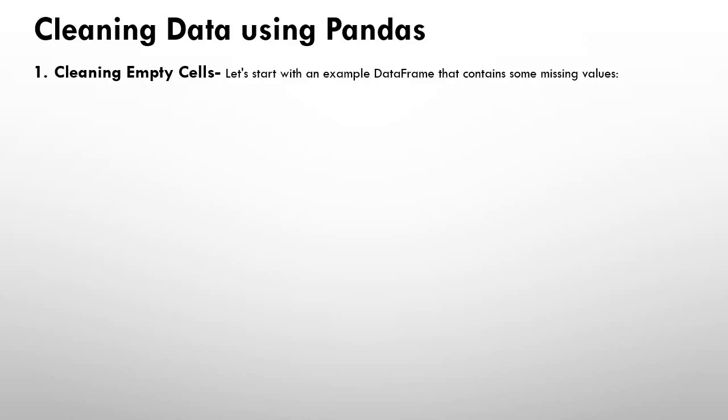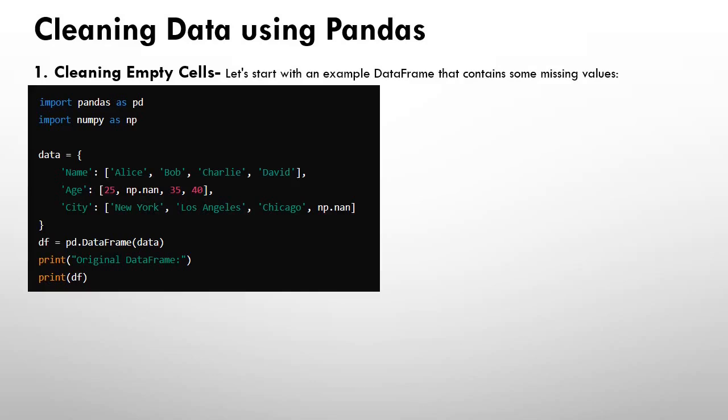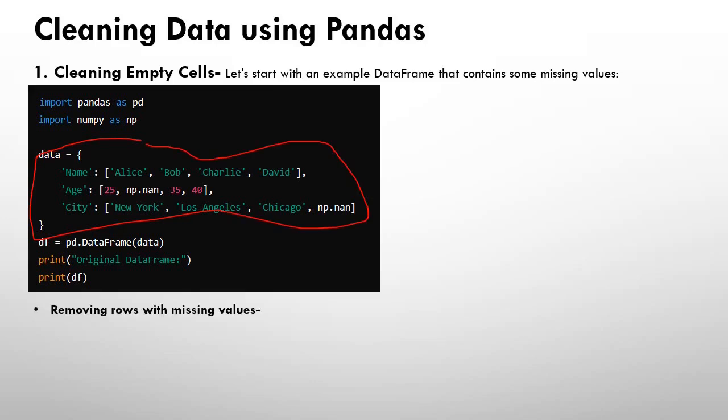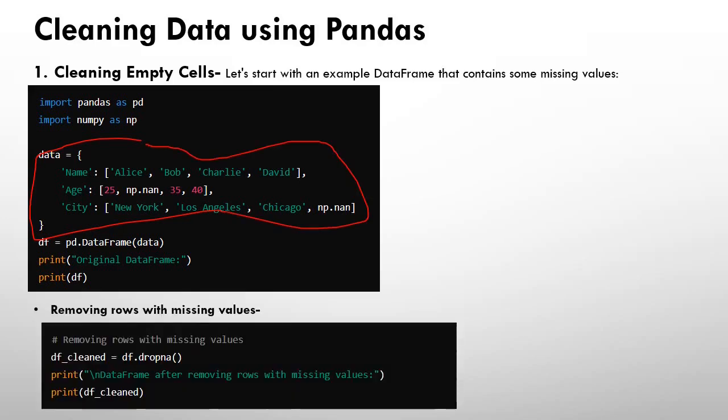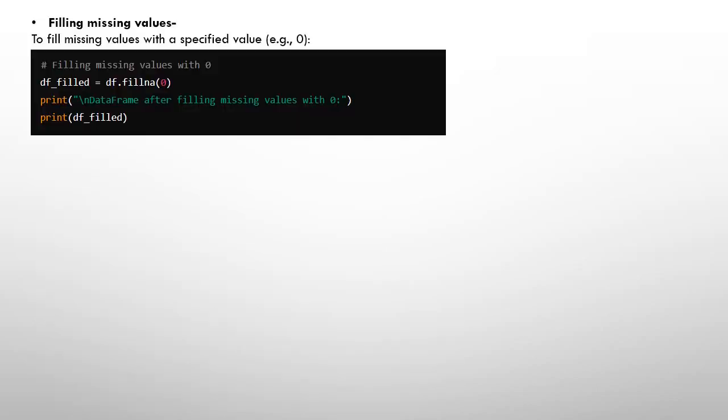How to clean data using Pandas? Cleaning empty cells. Let's start with an example of a data frame that contains some missing values. If we want to remove the rows with missing values, we will use the dropna function to remove the rows that contain missing values. Similarly, if we want to fill the missing values with a specified value, we'll use the fillna function and inside the brackets we'll mention the specified value that we want to fill.